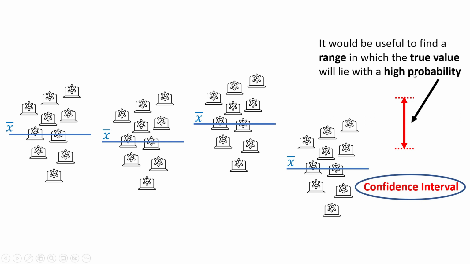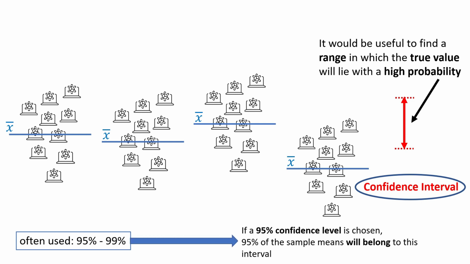But what is a high probability? Well, for the calculation of the confidence interval, the probability is a parameter that we have to decide on and define beforehand. So some of the values that are often used are 95% and 99%, but there are also other values such as 80 or 90%. So if a 95% confidence level is chosen, this means that 95% of the sample means, and by sample in terms of simulation, we mean the set of simulation runs that we are performing, will belong to this interval.